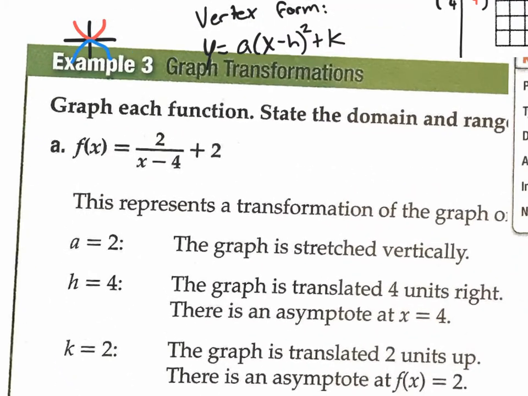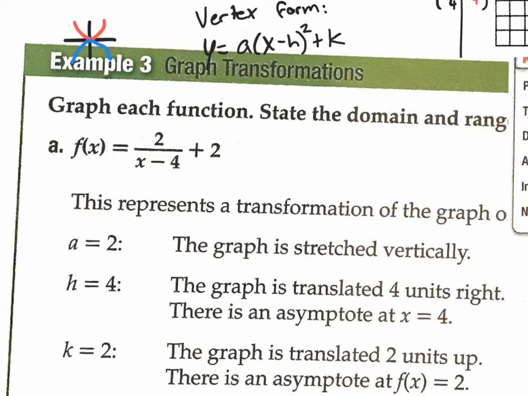So for example, right here, I could easily identify my asymptotes. What's my asymptote? My asymptote will be x equals +4. Why +4? Because you have to think opposite of what you see here. And how about my other asymptote, my horizontal asymptote? That'll be y equals 2. Remember, the h, you think opposite. That's why we have +4. And the k value of 2, you take it for what it is. That's why it's just y equals 2.